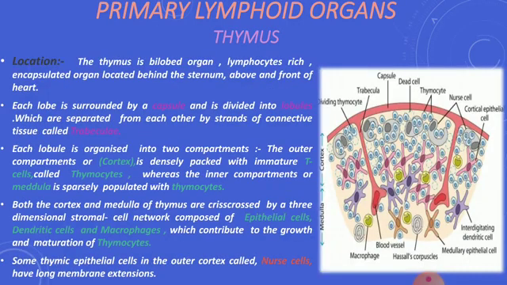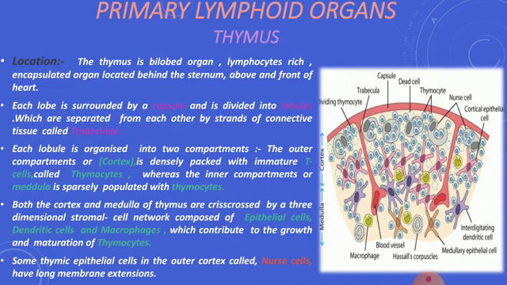The thymus is a bilobed encapsulated organ located behind the sternum, above and in front of the heart. Each lobe of the thymus is surrounded by a capsule and is divided into lobules, which are separated from each other by strands of connective tissue called trabeculae. Each lobule is organized into two compartments. The outer compartment, called the cortex, is densely packed with immature T cells called thymocytes, whereas the inner compartment, or medulla, is sparsely populated with thymocytes.